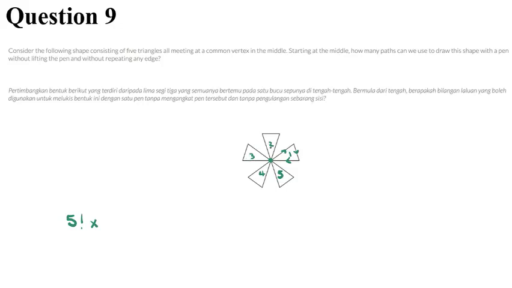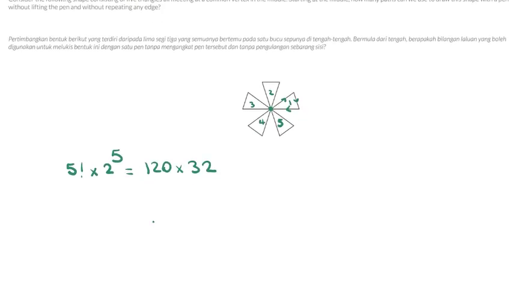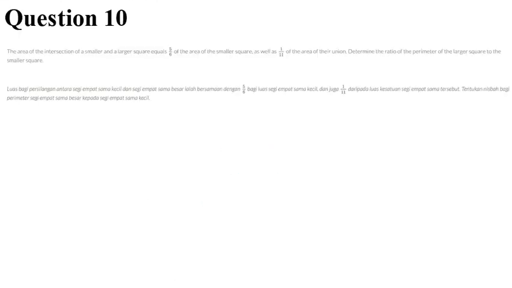For example, 3, the next one 2, the next one 5. And when we select each of them, for example, we want to start with 3 clockwise or counterclockwise. So 2 for each of them, 2 times 2 times 2, 2 to the power of 5. And if we calculate, 5 factorial is 120 and 2 to the 5 is 32. And if we multiply these two numbers, it will be 384.